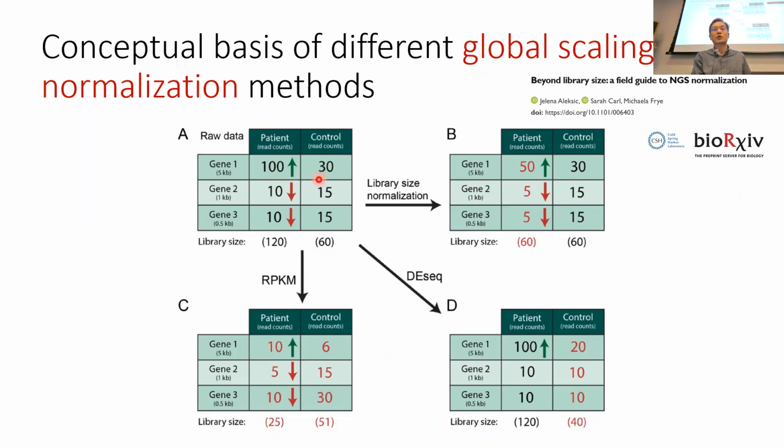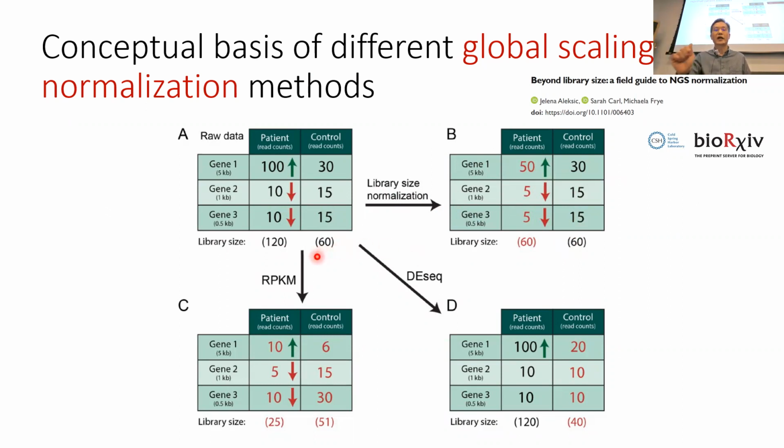To do library size normalization, you see the patient has been sequenced deeper, so 120, and only 60 have been sequenced in the control sample. So to do the library size normalization, you end up with an equal library size of 60, and then you downsize by the factor of the patient expression. Okay, then you can compare.